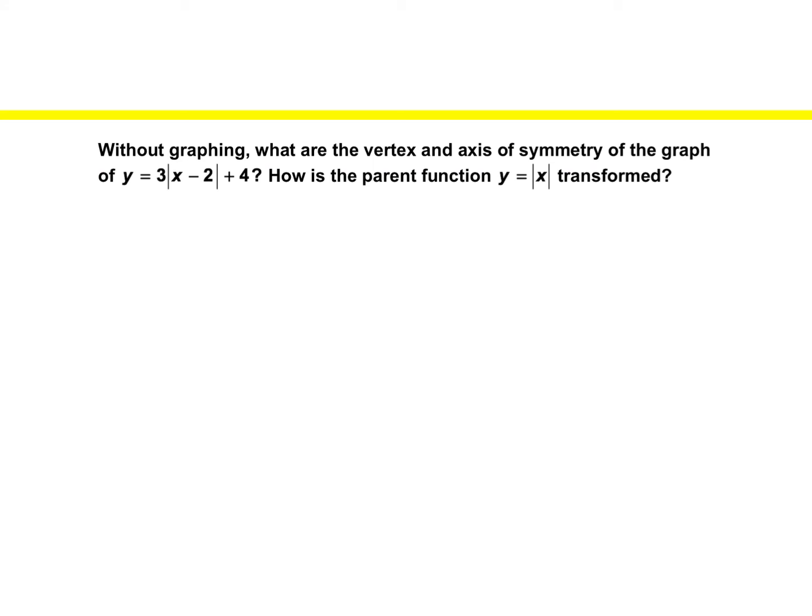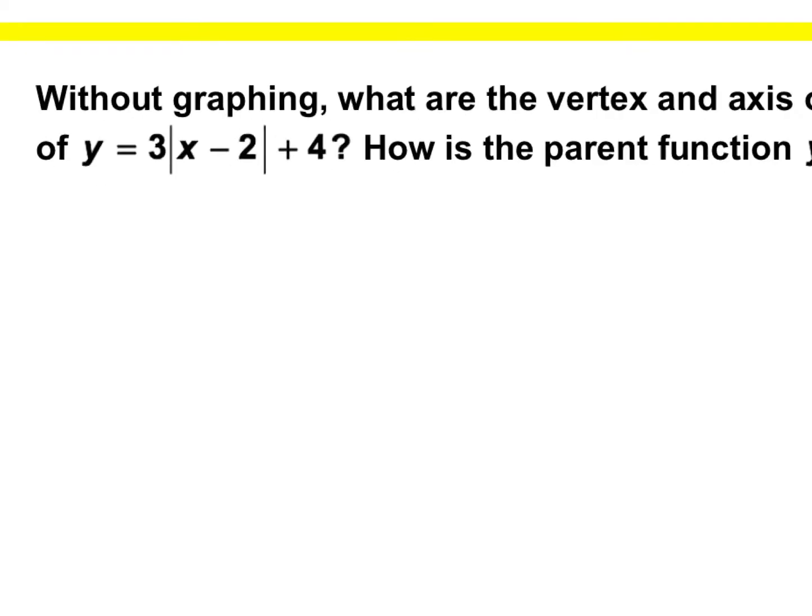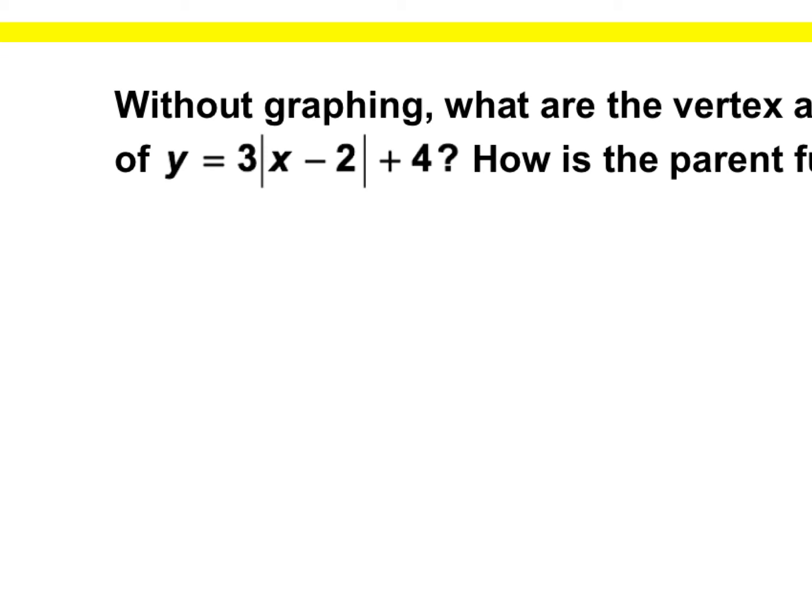All right, the next example says, without graphing, what are the vertex and axis of symmetry of the graph, and how is the parent function transformed? So first thing we can do is identify our transformations. What does this 3 being multiplied on the outside do? It stretches it. What about this minus 2 on the inside? It goes to the right 2. And then plus 4 on the outside? Up 4. So those are 3 transformations that are happening here.